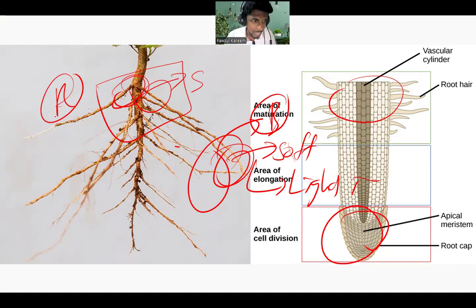So from here you can say this A part is made up of permanent tissue. Why am I telling like that? The A is permanent tissue. Why? Because they don't have the ability to do the cell division.